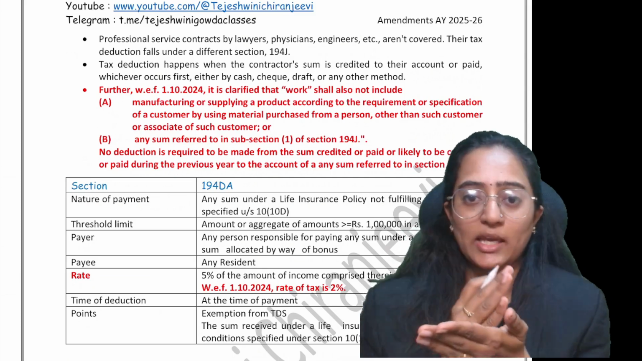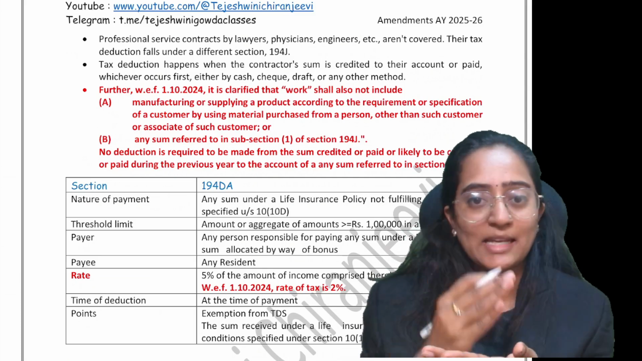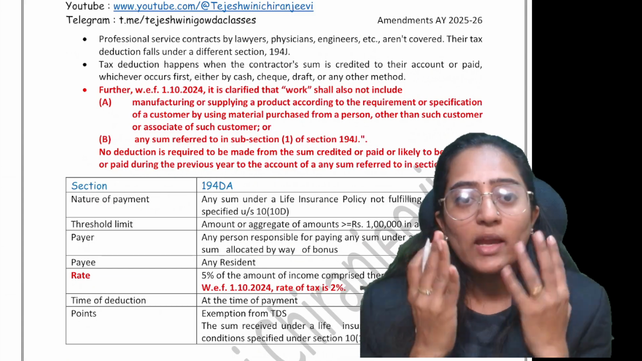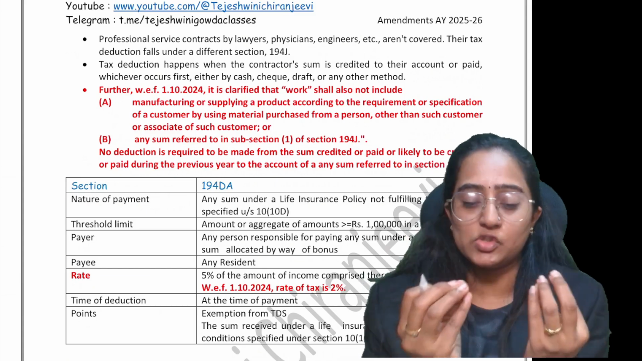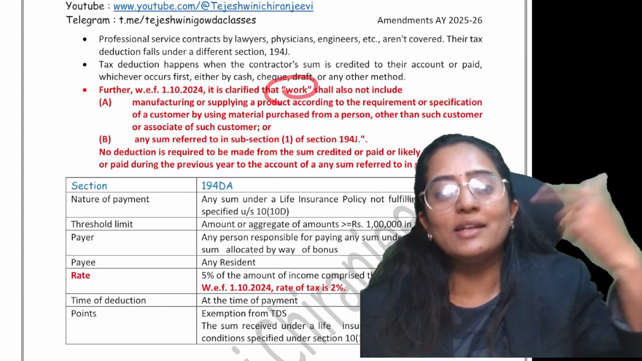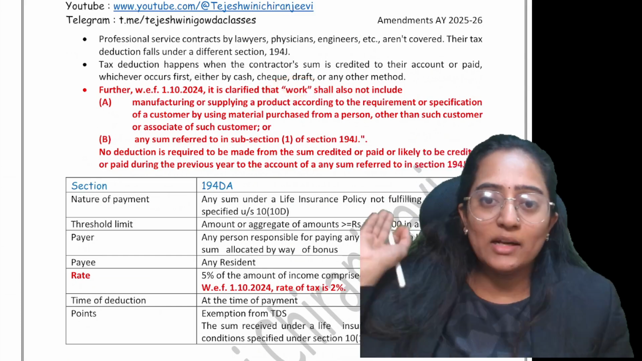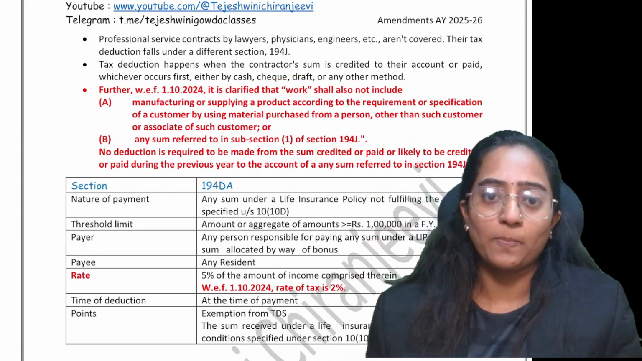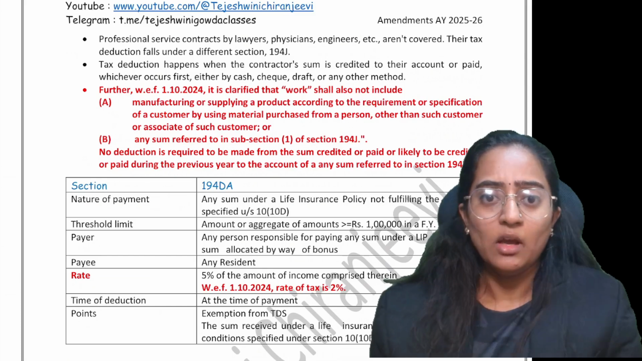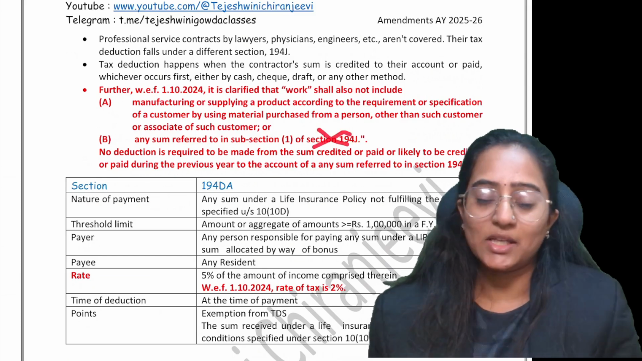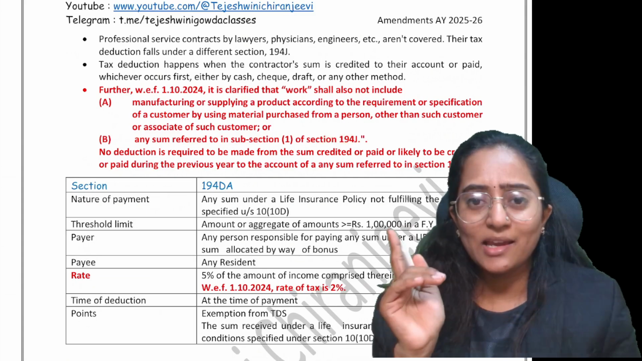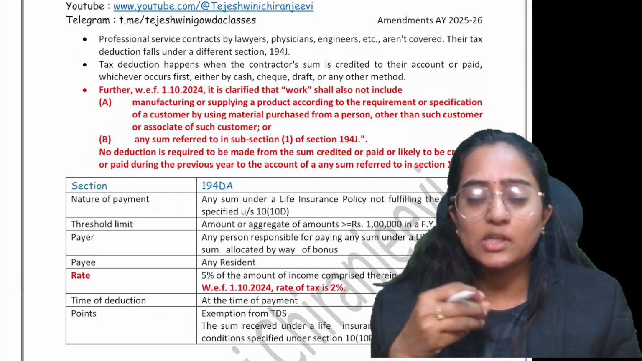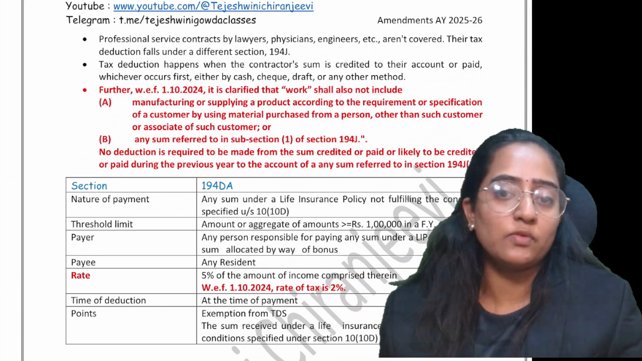People, 194J is already covering professional services and technical services, so why will you bring those under the definition of work under section 194C? You can deduct a better tax under section 194J, 10% if it is classified respectively. Why will you bring that? That is what they have stated. Don't bring 194J related expenses under 194C.